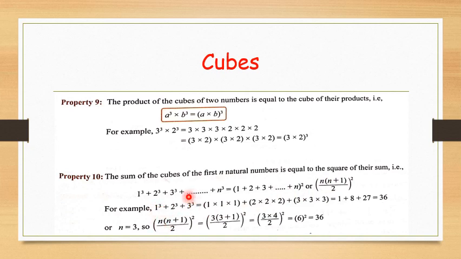So we can directly find the sum using (3 into 3 plus 1 whole upon 2) whole squared. So 3 into 4 upon 2, 4 cancels with 2, it becomes 2 only. So 3 into 2 is 6, and 6 power 2 is 36. So the sum of 1 cube plus 2 cube plus 3 cube is equal to 36.